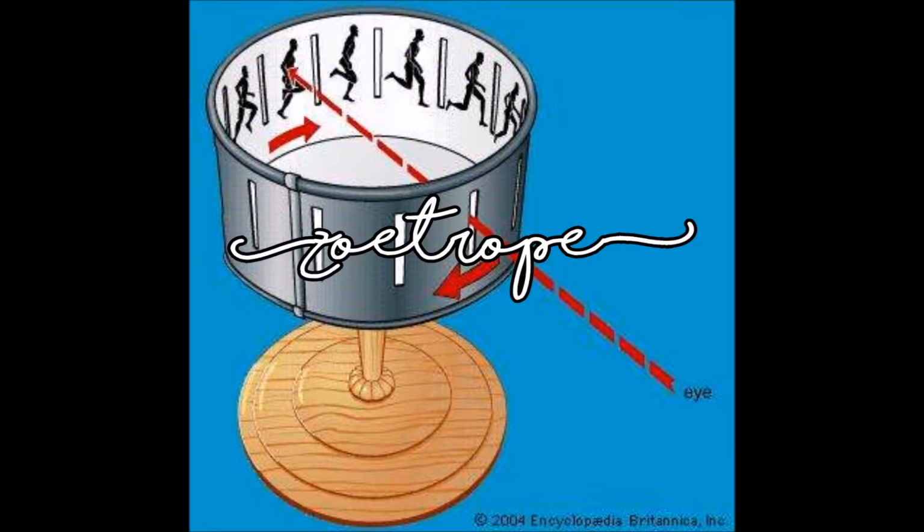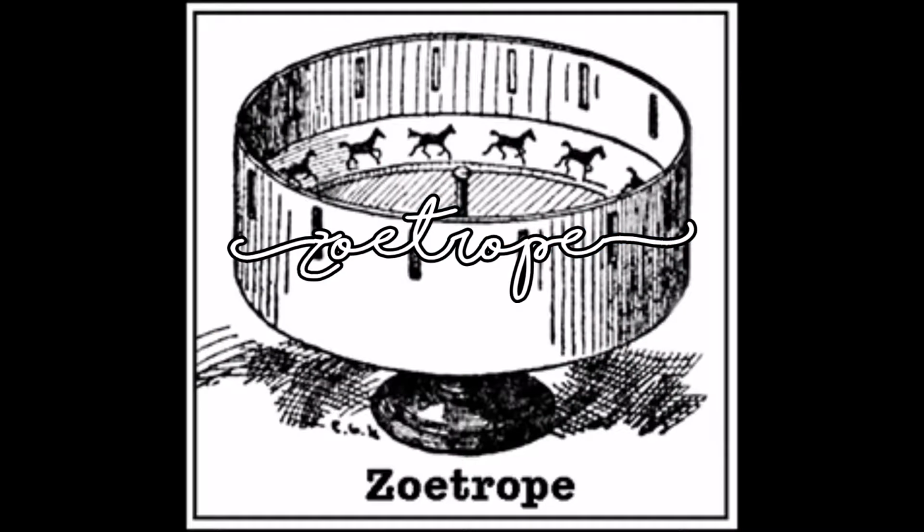After this invention, several others like it were invented, such as the zoetrope that was invented in 1834. The zoetrope was a rotating drum with a band of interchangeable pictures. This was then adapted to a form that could be projected to audiences in 1876.